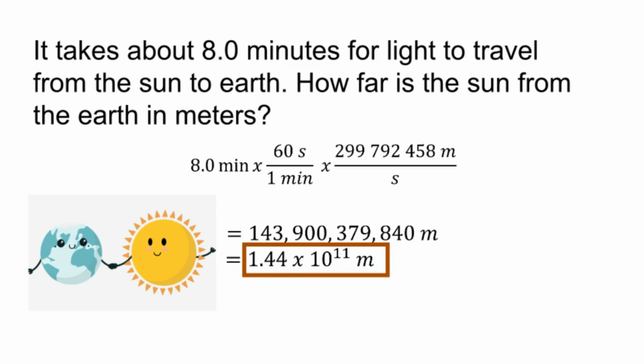Looking at our given, we need to be able to cancel both units of time, so that only the unit of length is left. To do this, first, we need to convert minutes to seconds. 1 minute is equal to 60 seconds. Multiplying 8 minutes by the conversion factor, 60 seconds equals 1 minute, and by the speed of light, we get 143,900,379,840 meters. Expressing this in scientific notation, we get 1.44 times 10 raised to 11 meters.